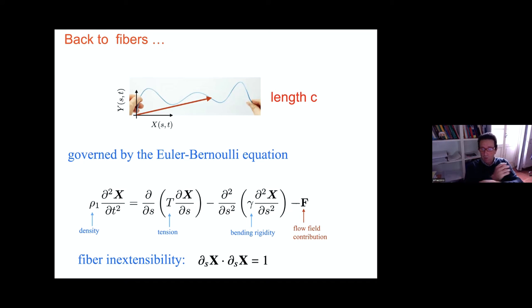Why? Because you have to impose the inextensibility constraint via the relationship written on the bottom of the slide. And if you do that, you arrive immediately at a Poisson equation for T that you can imagine to solve, at least schematically, formally. And you can imagine to replace the solution within this fiber equation. And what you have is a model which is non-local.